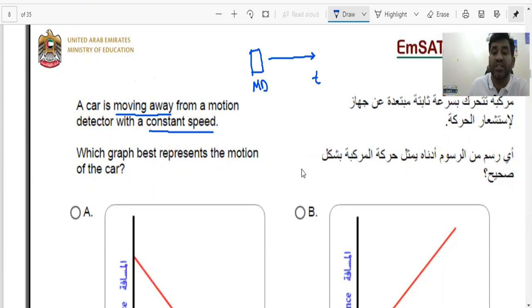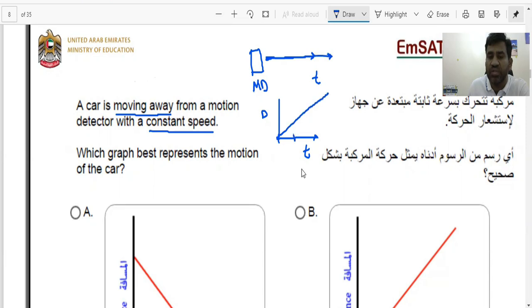If I represent this in terms of a graph, distance versus time, then initially this must be linear. Starting from this point, consider the car is exactly at the detector, so the distance is 0 and the time is also 0. As it goes away, the distance increases and the time increases in this way, isn't it? As the time increases, the distance also increases. So this is how the graph is going to be.